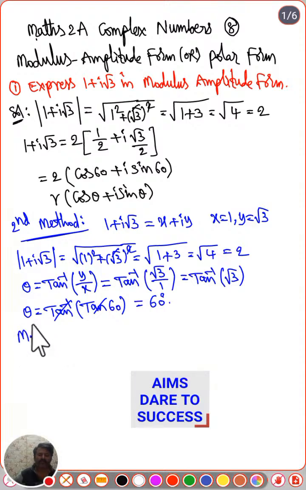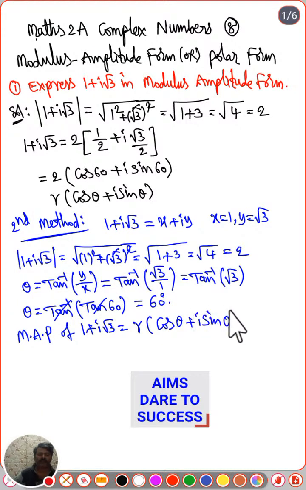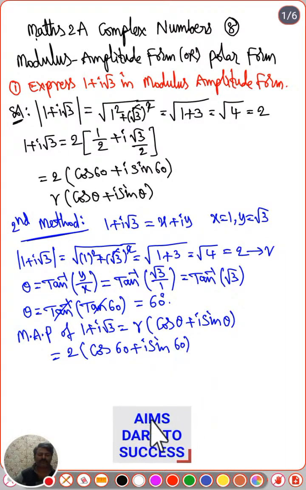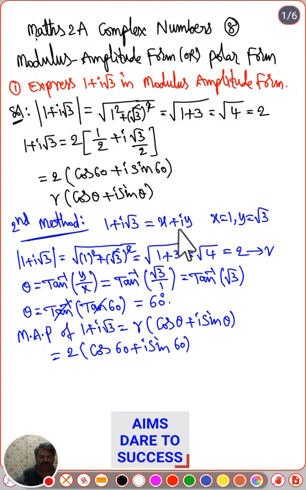So modulus amplitude form of 1 plus i root 3 is equal to, the formula is r into cos theta plus i sin theta. So here r value is modulus value 2. So 2 into cos theta. What is the theta value? 60, plus i sin theta value is 60. Here, my dears, 1 and root 3, both are plus.